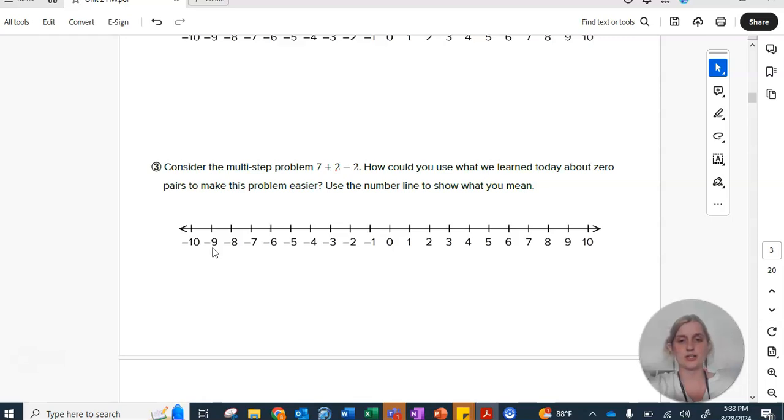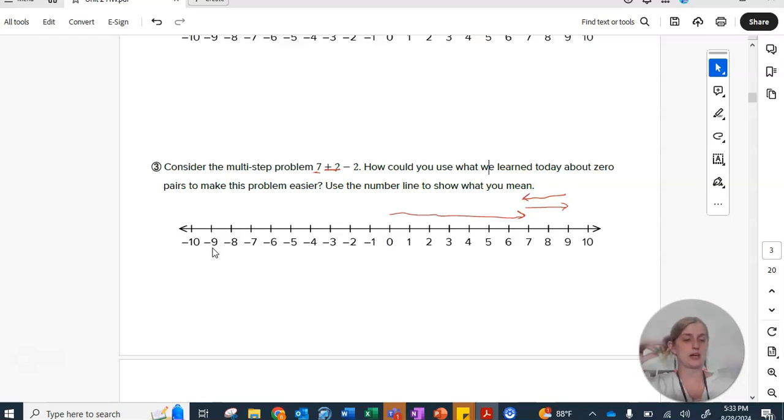So always start at 0. Our first number is 7, which is positive, so I'm going to go to the 7. Our next number is positive 2. So I'm starting at the 7, and I'm going 2 more spaces to the positive side. And our last number is -2. So I'm starting where I ended off at this 9, and I'm going 2 spaces to the negative side.